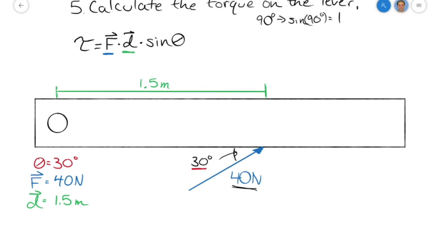Now, when I plug this in and do a substitution, what we end up getting is 40 newtons times 1.5 meters times the sine of 30 degrees. So I can calculate this by doing 40 times 1.5. That's going to be 60 Newton meters.